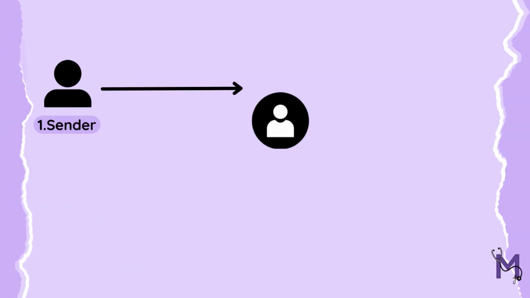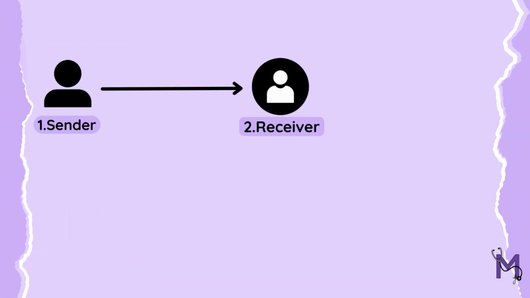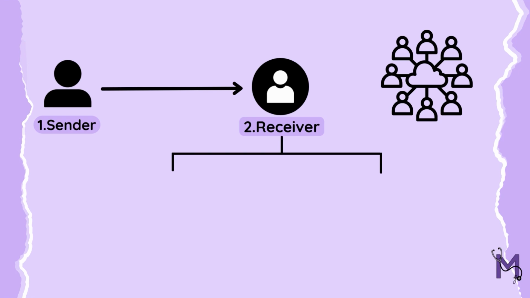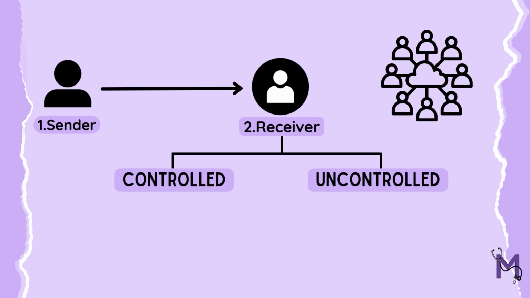Next is the receiver. The receiver is the person who receives the message sent by the sender. It may be a single person or a group of people. There can be 2 types of audience here, controlled and uncontrolled. A controlled audience implies a group of people who are held together by common interests. For example, the parents, students, or both in the previously mentioned example of a WhatsApp class group.